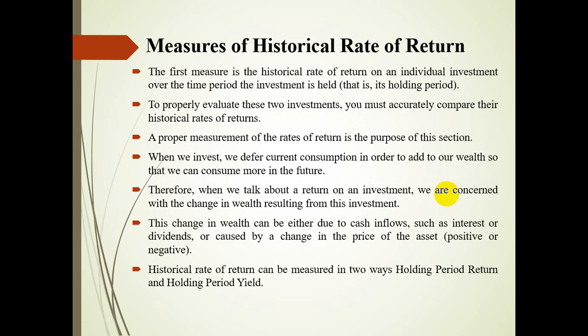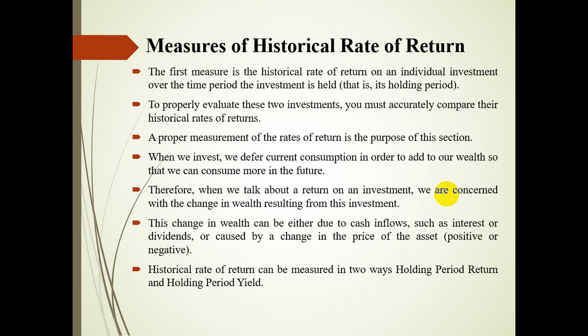So for this we have measurement methods. We discussed already how to measure. The first measure is the historical rate of return of an individual investment over the holding period. So we calculate HPR and HPY. Okay? So the first method is historical based, that is HPR, which you use to see the investment based on the historical data, to evaluate different investments based on the same methods, right? So that is the first measurement.